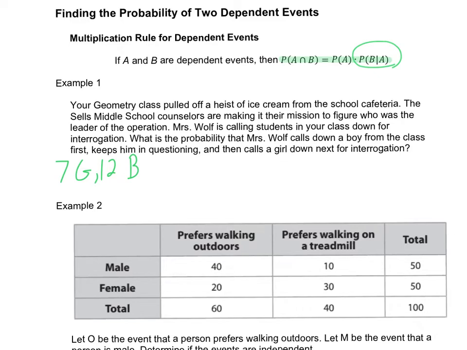Sorry, first period, you're not more likely to participate in an ice cream heist, but I just truly randomly chose your class for this problem to calculate the boys and the girls here.